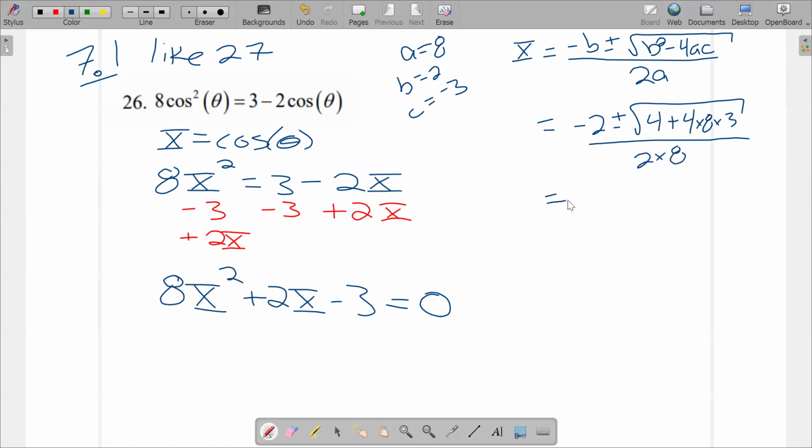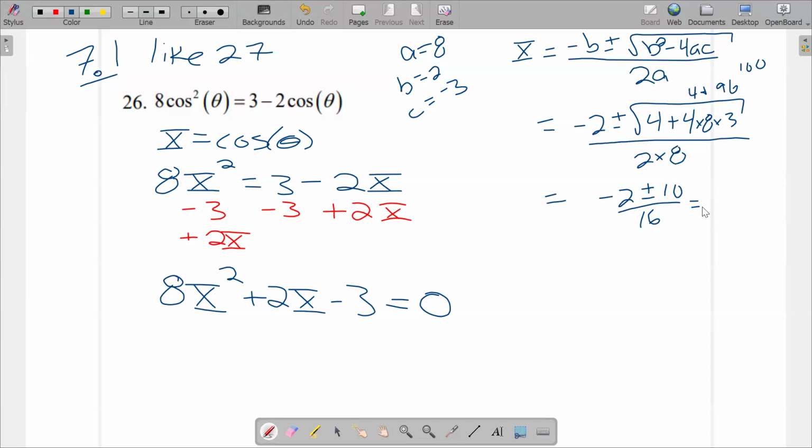And if it factored, this will clean up nice. So let's see, will it clean up nice? That's going to be, let's see, 4 times 8 is 32, times 3 is 96, plus 4 is 100. That's nice. Square root of 100 is 10. So I'm going to get negative 2 plus or minus 10 over 16.